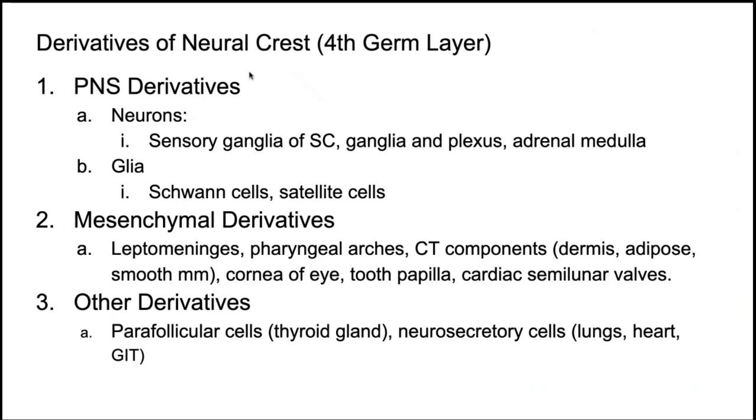So PNS derivatives are responsible for neurons in the sensory ganglia of spinal cord, ganglia and plexus, the adrenal medulla, Schwann cells, satellite cells. Mesenchymal derivatives are leptomeninges, pharyngeal arches, some connective tissue components, cornea of the eye, tooth papilla, even your cardiac semilunar valves. Mesenchymal derivatives, you guys know very well. And then some other derivatives, such as the parafollicular cells of your thyroid gland, your neurocirculatory cells, and more. I was only able to include some of them, but definitely know that the derivatives of the neural crest, especially pertaining to your mesenchymal derivatives, it's a lot.